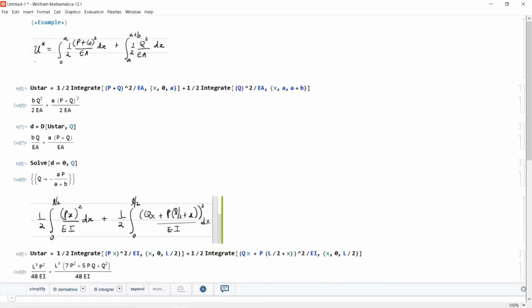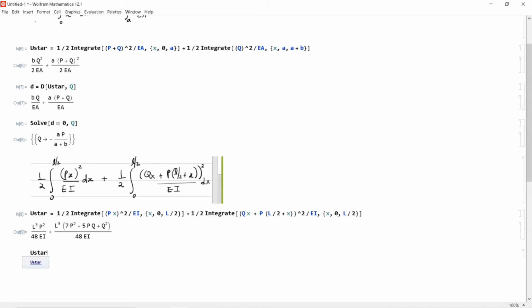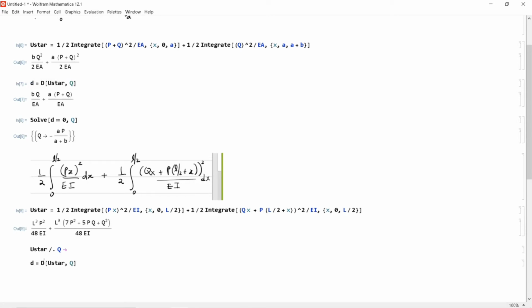I took the derivative. Now evaluate U star. I'm sorry, evaluate at Q equals 0. Well, I didn't take the derivative yet, so I'll borrow this again. First, I need to find the derivative of U star with respect to Q. That's the first step, and then once I do that, I can set Q to 0. Then let's see what the deflection is at point Q, the deflection at point Q due to that load applied.